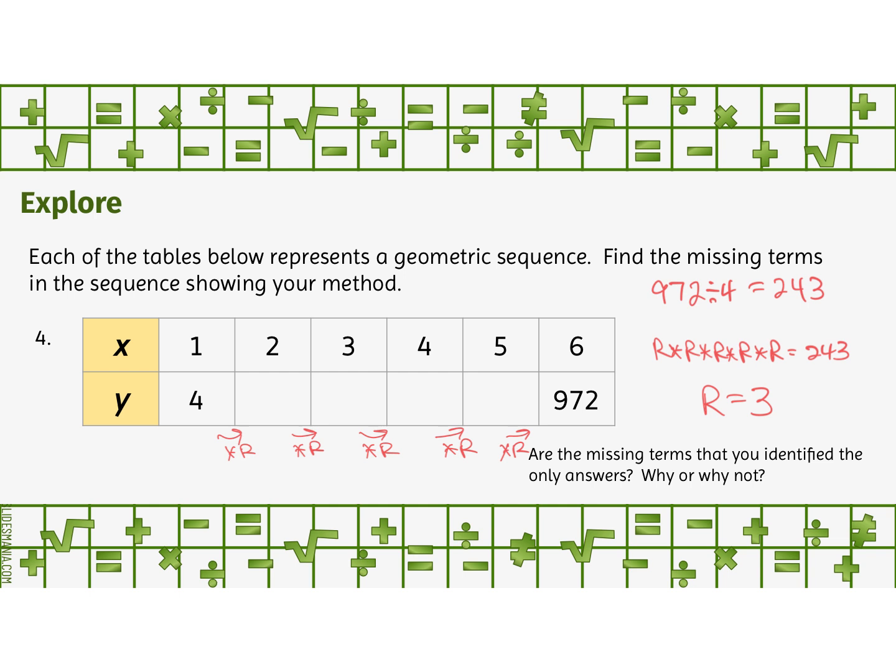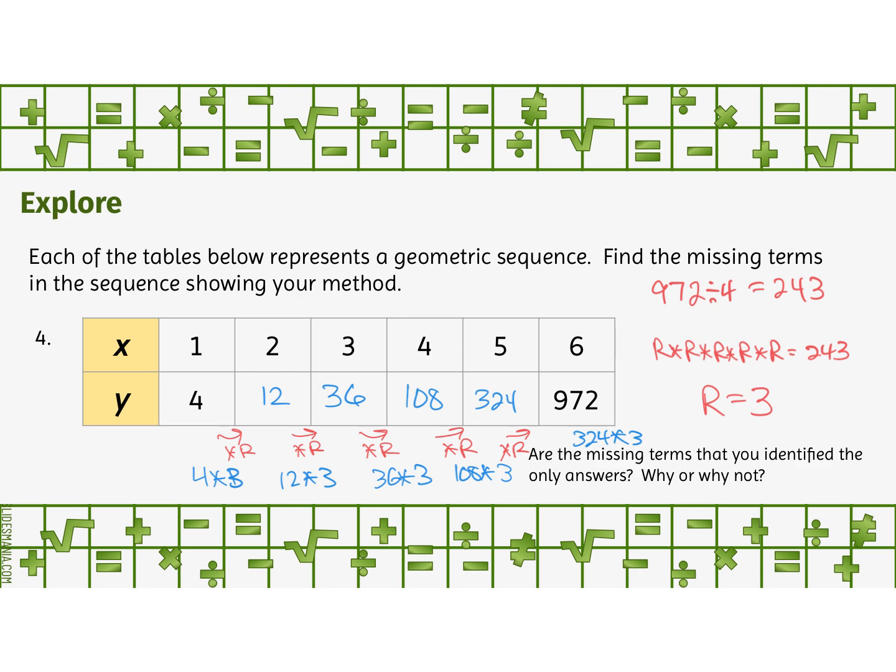Okay, so let's fill in our sequence. We're going to say 4 times 3, we're going to get 12. 12 times 3 is 36. 36 times 3 is 108. 108 times 3 is 324. And then 324 times 3 is the 972.